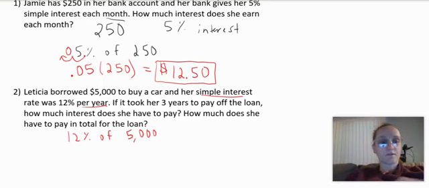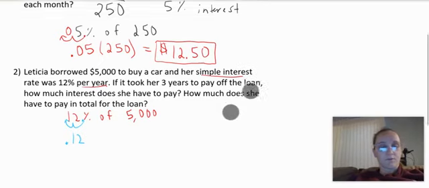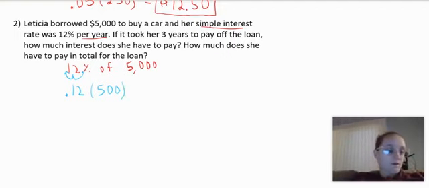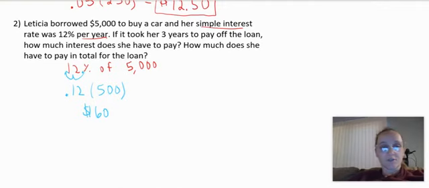Okay, so once again, turn my percent into decimal, so I move this over 2 places. Okay, so that's 0.12. Move this up. 0.12 times 5,000. So 0.12 times 5,000 is 600. So this is how much interest Letitia is going to pay per year.